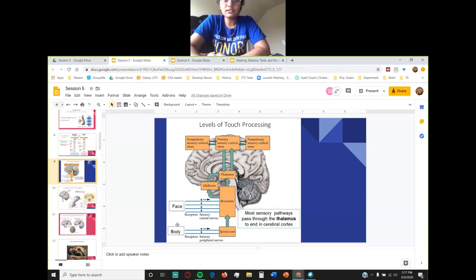So touch information is conveyed through the spinal cord, and if it's in your face, it's going to be picked up by cranial nerves, and this information is going to consolidate in the spinal cord, up to the brain stem, move through the thalamus, and move up to the somatosensory cortex. And that information is going to be moved to different sensory cortical areas depending on what kind of information it is and what brain regions need to process it. But the major pathway is it moves through the brainstem, through the thalamus, and to the somatosensory cortex.